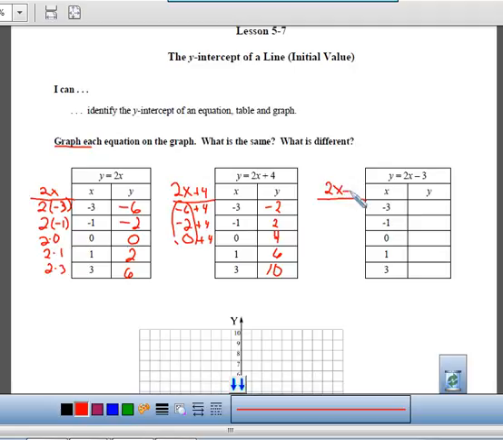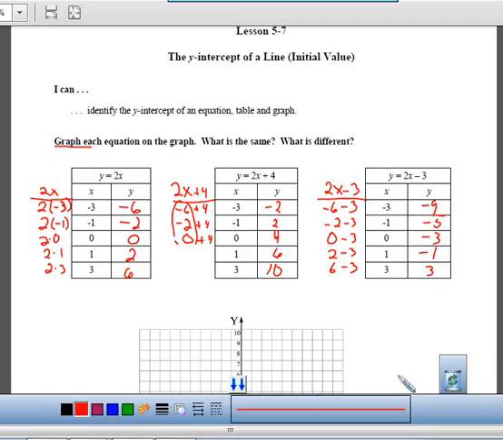Okay? And then one more time, this time I'm going to be doing 2x minus 3. So going back to these, and I'm using the same input values, so 2 times negative 3 is negative 6, minus 3, that's negative 9. Then I've got negative 2 minus 3, that's negative 5, 0 minus 3, 2 minus 3, and 6 minus 3. And then my values here are negative 3, negative 1, and then 3. Alright, so now I have 3 tables.